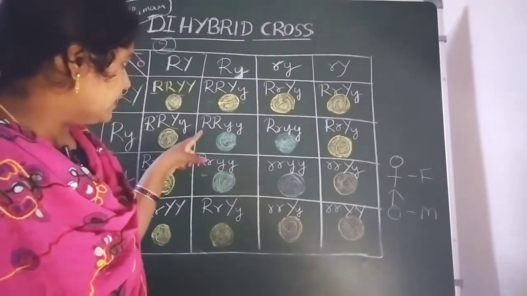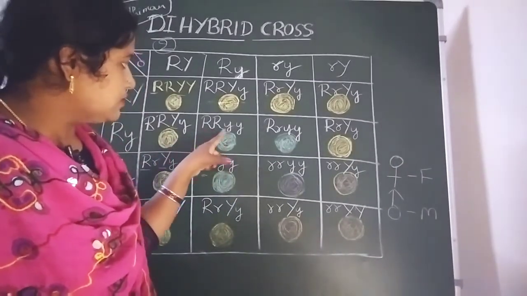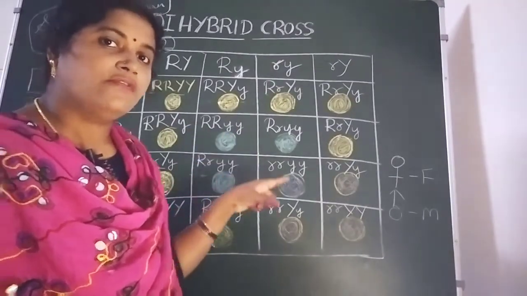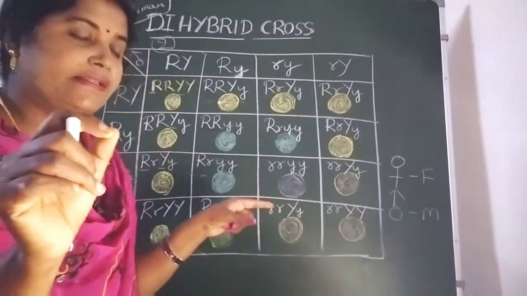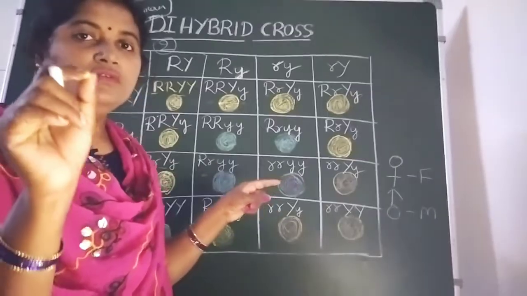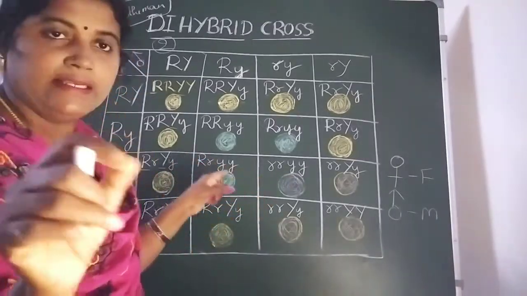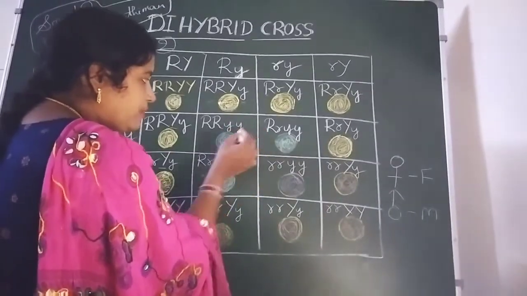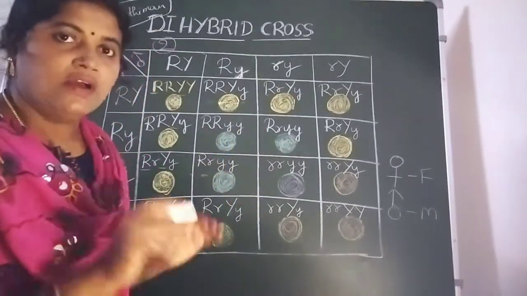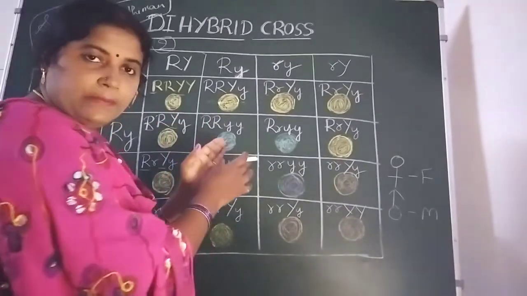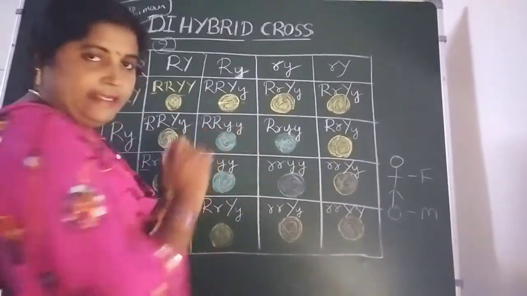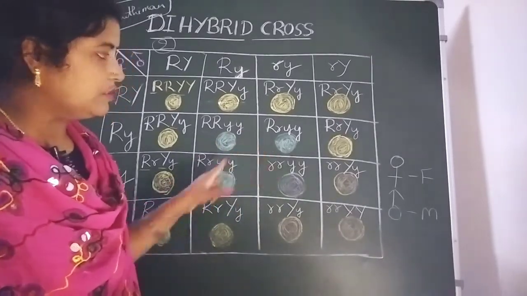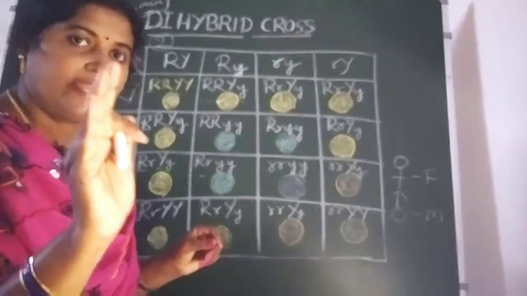And then here, 2 capital R's and 2 small y's. 2 small y's indicates green color. So automatically, here the round is dominant, and the result will be round and green. Round and green, how many are there? 1, 2, 3. 3 round and green.